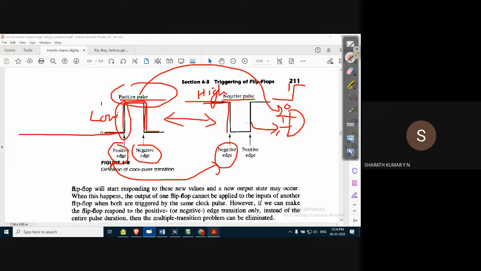Let us take it as 0. Output will be 0. But in a given instance of time, one is going from high to low, there is a negative pulse. The positive pulse is going from low to high. In this short duration, what we understand is both, one is logic high, the other is logic low. It may so happen that, another way of writing this, something like this.